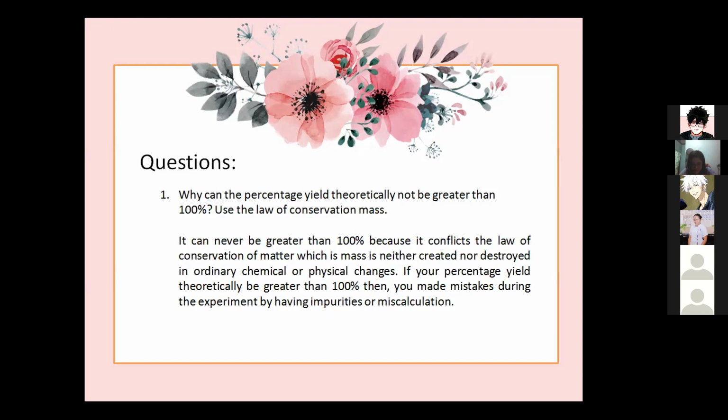If your percentage yield is theoretically greater than 100%, then there's a possibility that you made an error or mistake during the experiment, which may be impurities that appeared or a miscalculation.